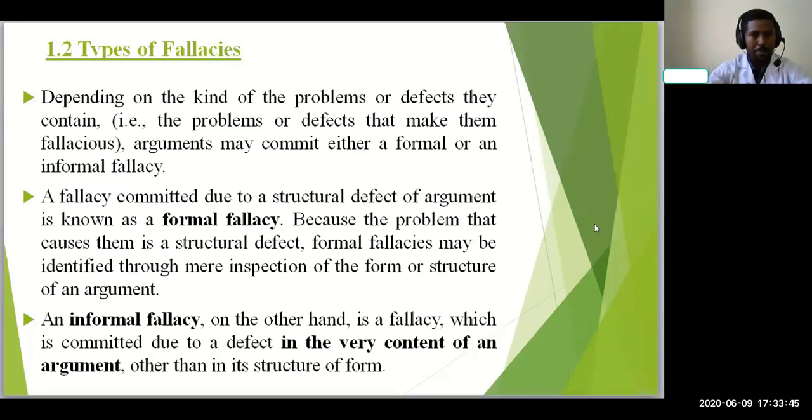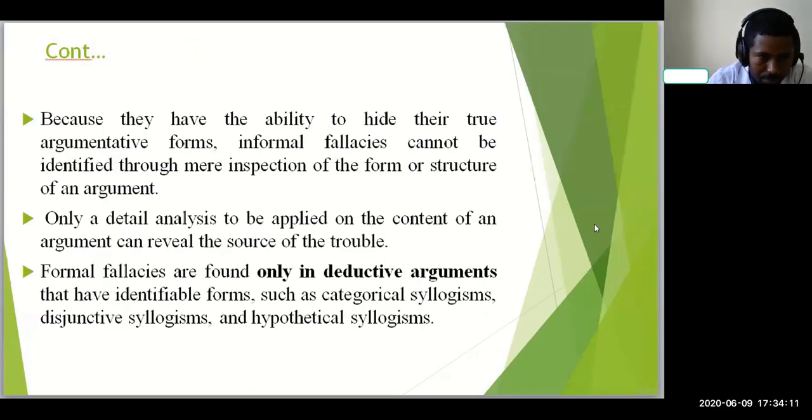So the typologies of fallacies can be formal or informal. Fallacy can be committed in both deductive and inductive arguments. The difference is that formal fallacy is committed only in deductive argument, whereas informal fallacy can be committed both in deductive and in inductive argument.